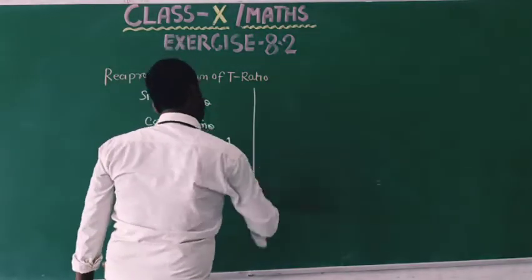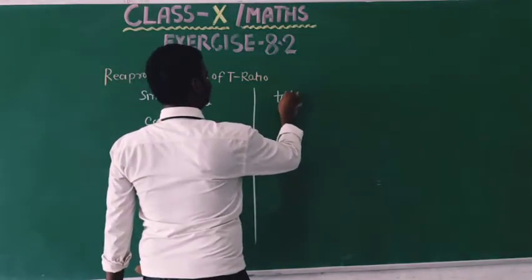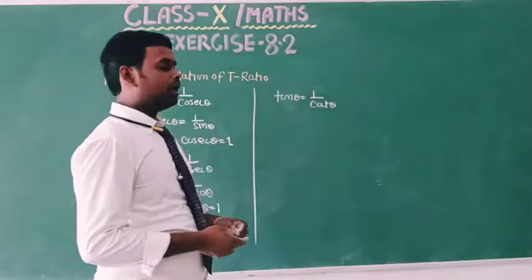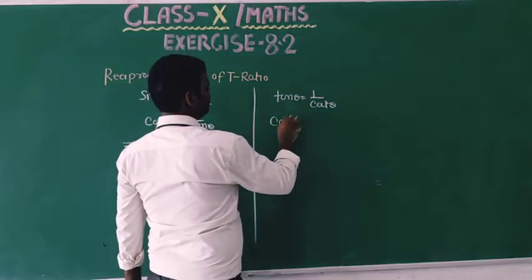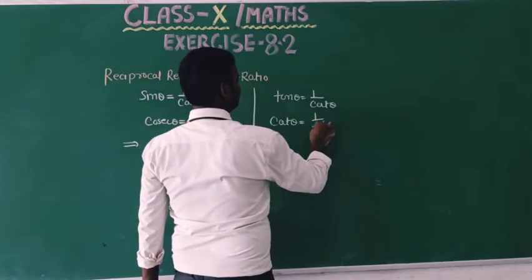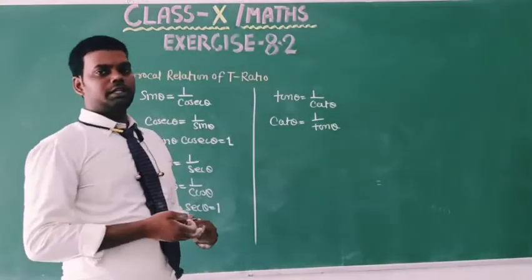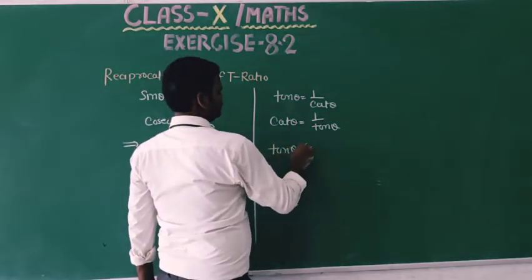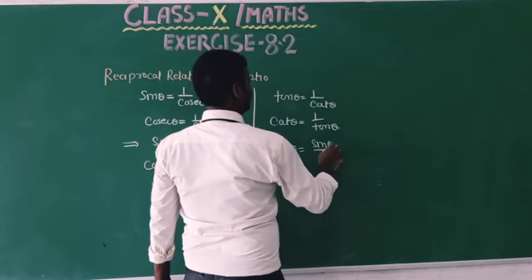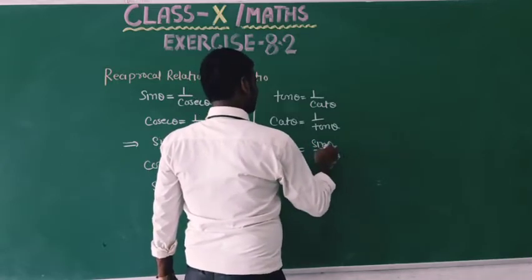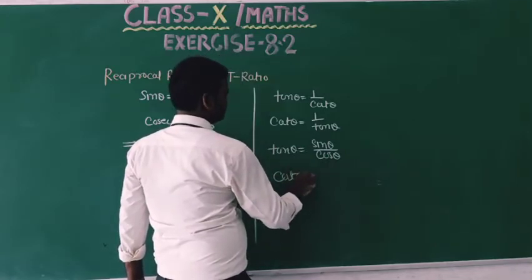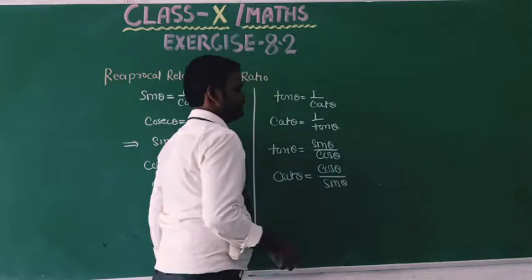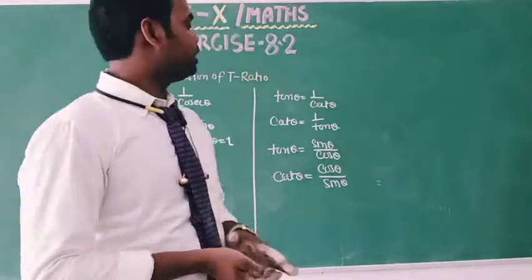Next, tan theta equals 1 upon cot theta, or cot theta equals 1 upon tan theta. Tan theta is also related as sin theta upon cos theta, and cot theta is cos theta by sin theta. So this is the reciprocal relation.